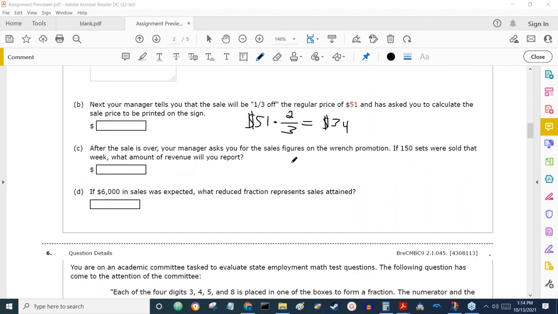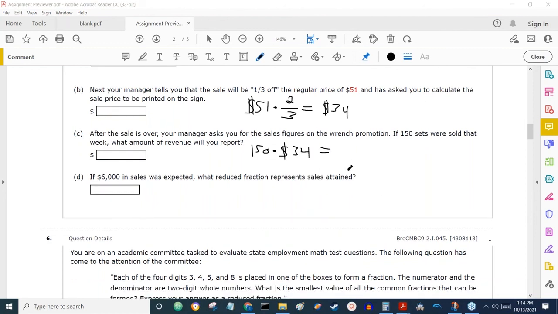In part C, after the sale is over, your manager asks for your sales figures on the wrench promotion. If 150 sets were sold that week, what amount of revenue will you report? Revenue is just how much money you're taking in, right? Without considering expenses and all that stuff. So if we're selling 150 items at $34 each, we just have to multiply these two numbers. Okay, and that will give you the revenue.